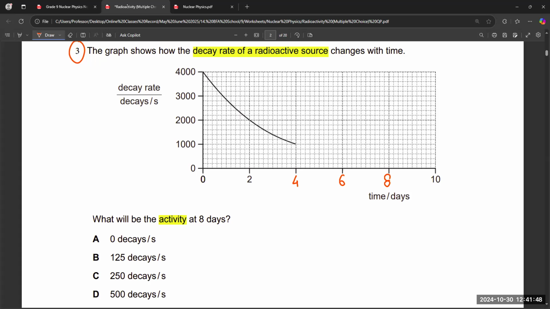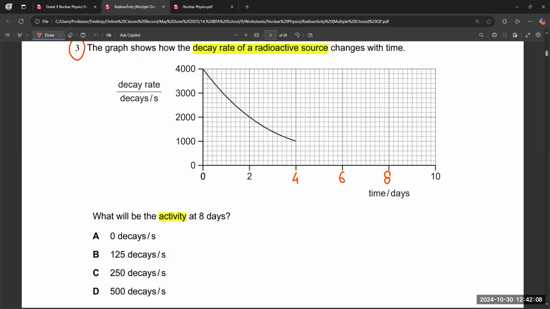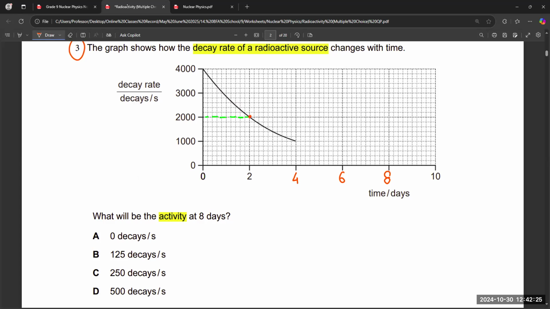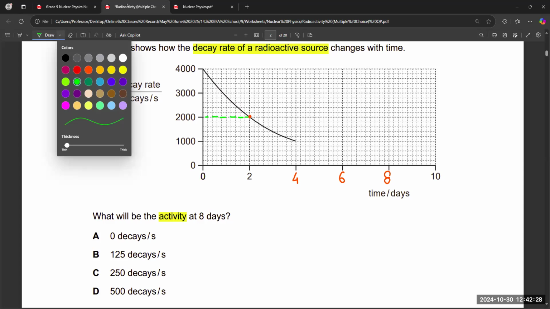So try to perform half-life for this question. Sir, we will divide 4,000 by 2. Yes, because the graph starts from the value 4,000. So we need to divide 4,000 by 2, and you will get 2,000, right? And it is falling at 2,000 at 2 days. Yes. From the graph, we can identify that the value 2,000 is exactly at 2 days.